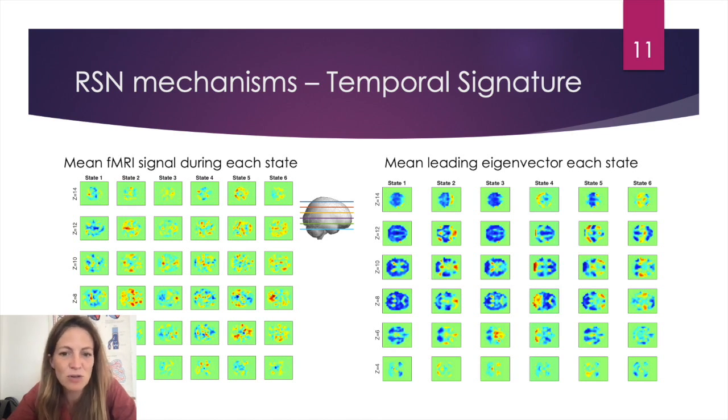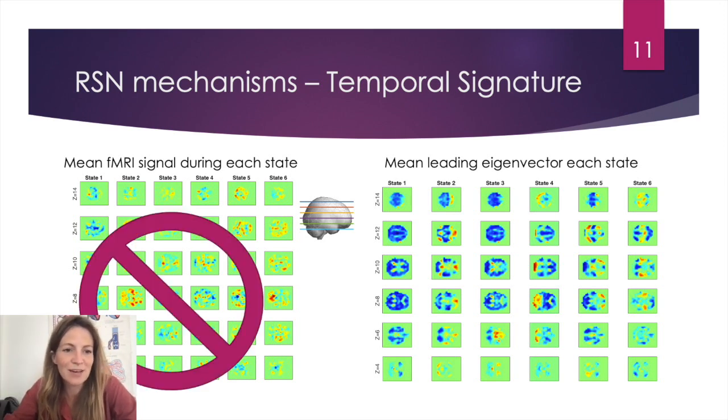Then in state number 2, we clearly see the default mode network. State 3 is more the limbic system. State 4 is the visual. State 5 is the frontoparietal. And state 6 is the somatomotor network. So there seems to be a much better detection of the states or of the functional networks if instead of taking the mean activity, we take the way their phases are locked in space.